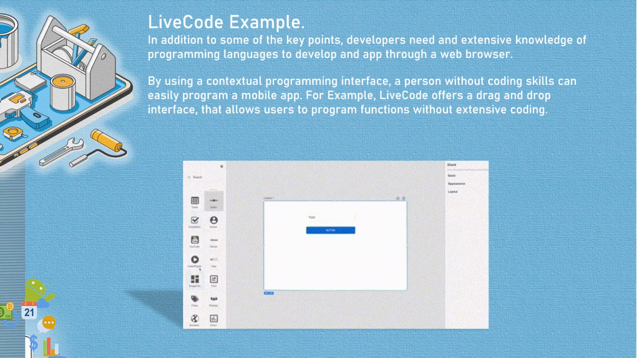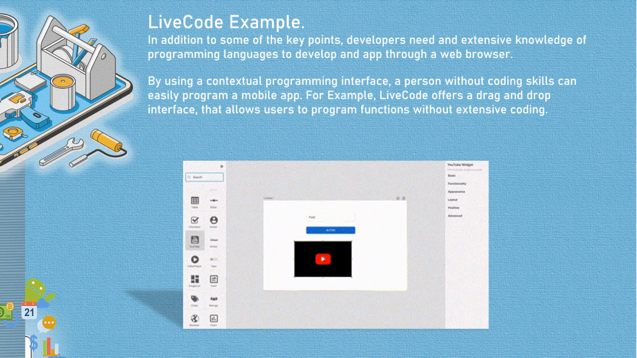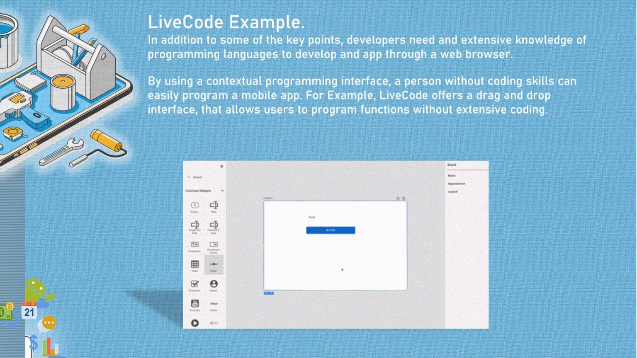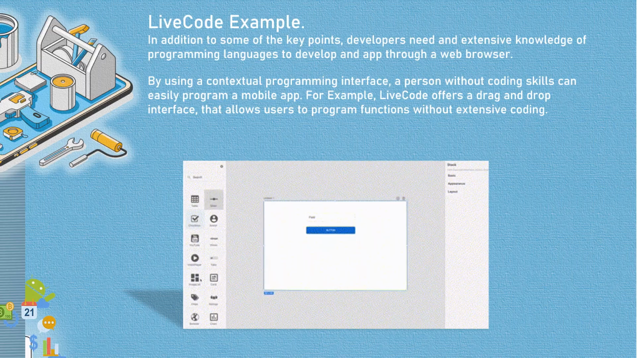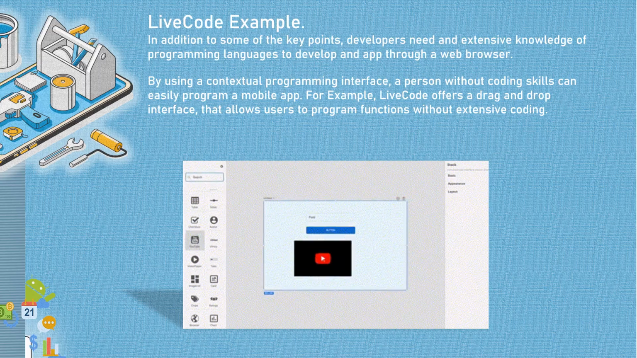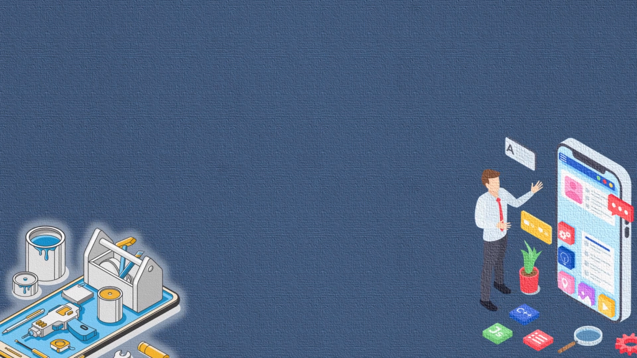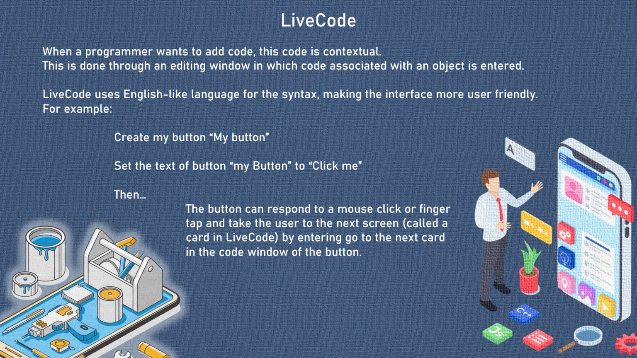By using a contextual programming interface, a person without coding skills can easily program a mobile app. For example, LiveCode offers a drag and drop interface that allows users to program functions without extensive coding. When a programmer wants to add code, this code is contextual. This is done through an editing window in which code associated with an object is entered. LiveCode uses English-like language for the syntax, making the interface more user-friendly.